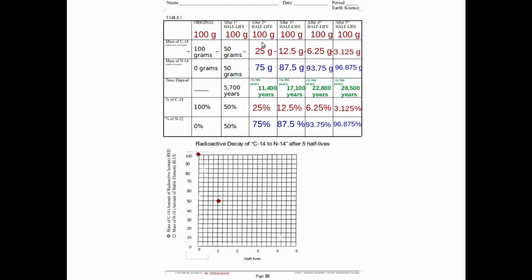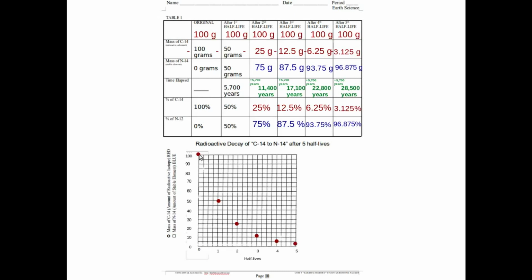After 2 half-lives, it's 25 grams. So right between the 20 and the 30, make a little dot. After 3 half-lives, we're going to be at 12.5 grams, which is just above the 10. After 4 half-lives, 6.25, which is just below the 10. And then the last point is 3.125, which is just above the 0 line.